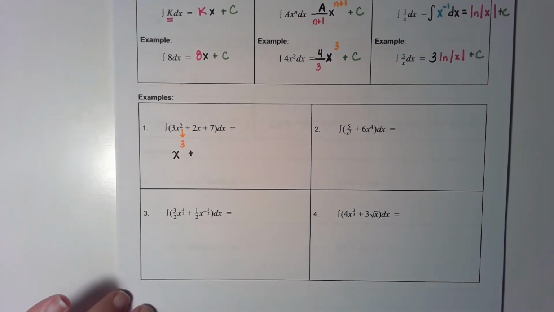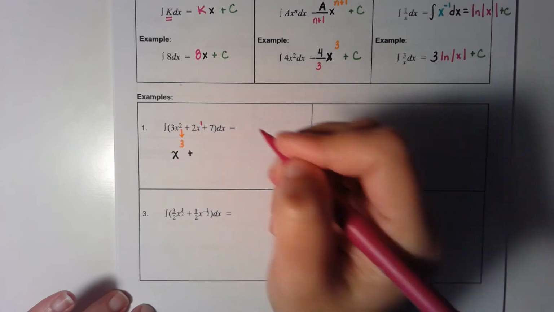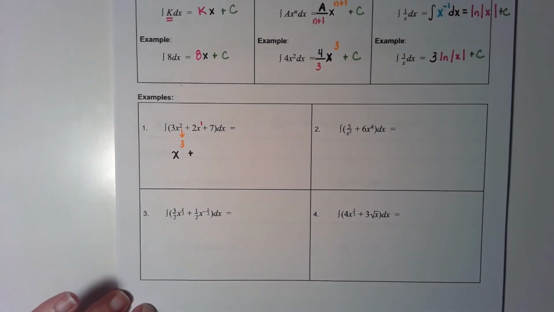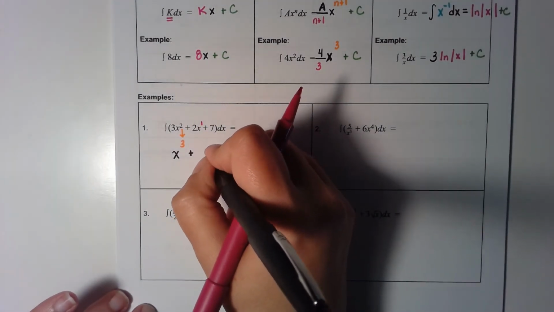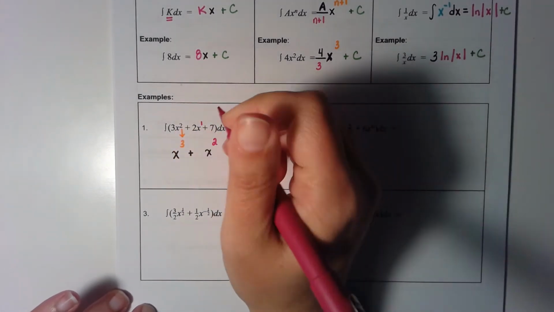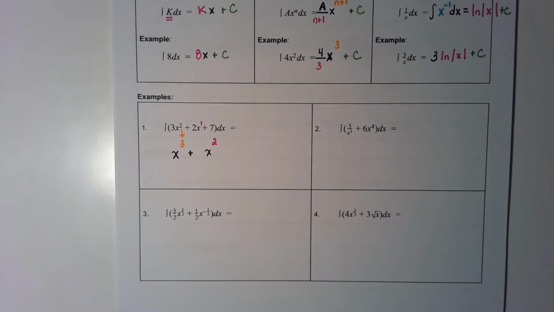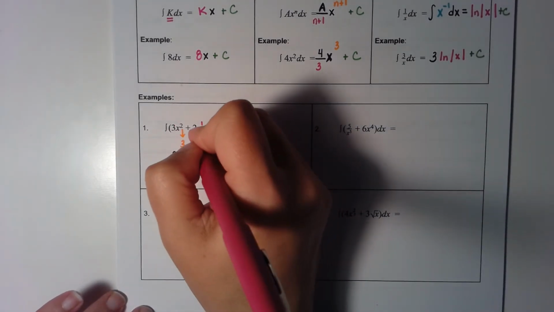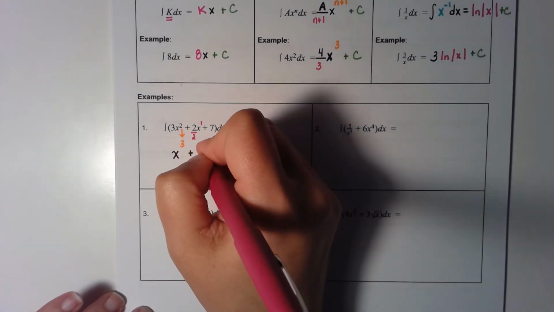Plus. Now the invisible power here is a 1. So I'm going to start by copying down my x, and I'm going to add 1 to my power, which gives me a 2. Then when I divide by 2, 2 divided by 2 just gives me 1.